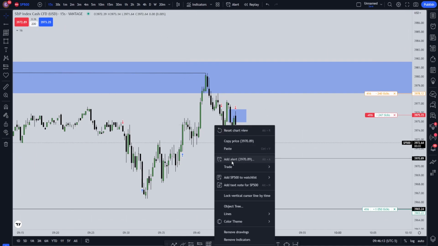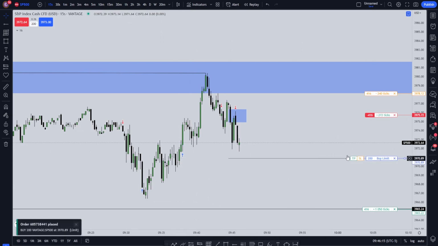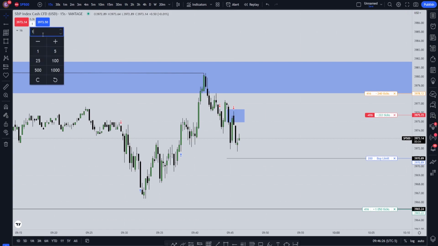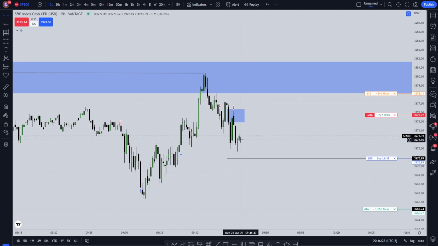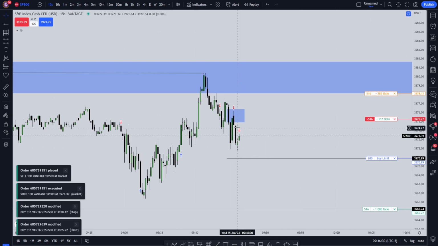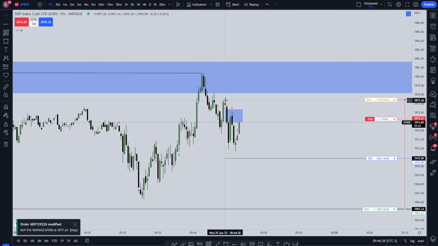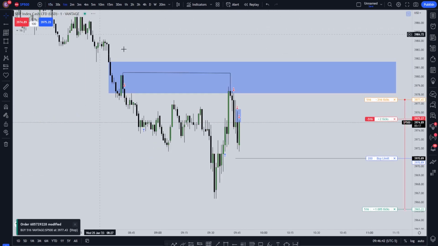Okay, now 200 partials out, 5 points, right there. We have another fair value gap I could enter off of. Just enter one more time. And I can move my stop loss to this high. If it does go above that high, then the trade is invalid.